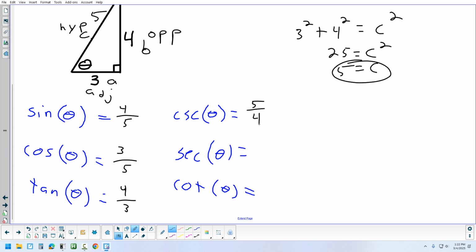So secant is 5 over 3. And then 3 over 4. I think Cassie should get a gold star. Yep, very good.